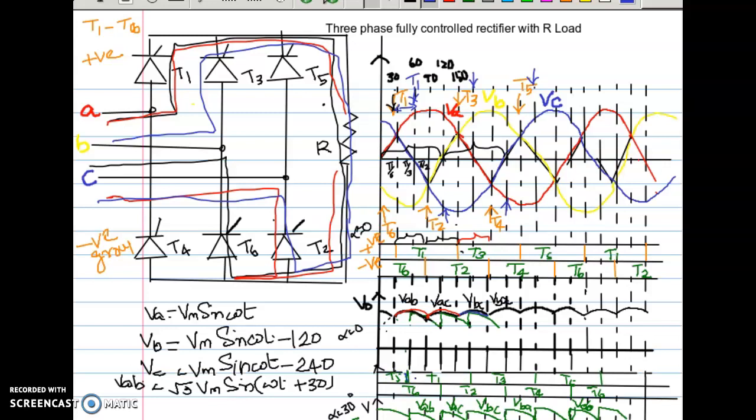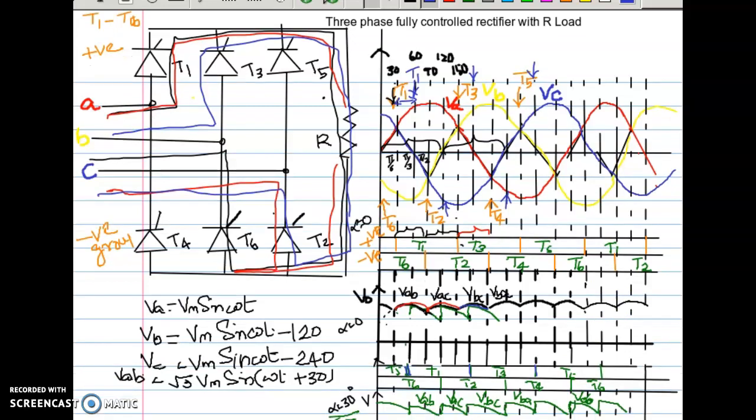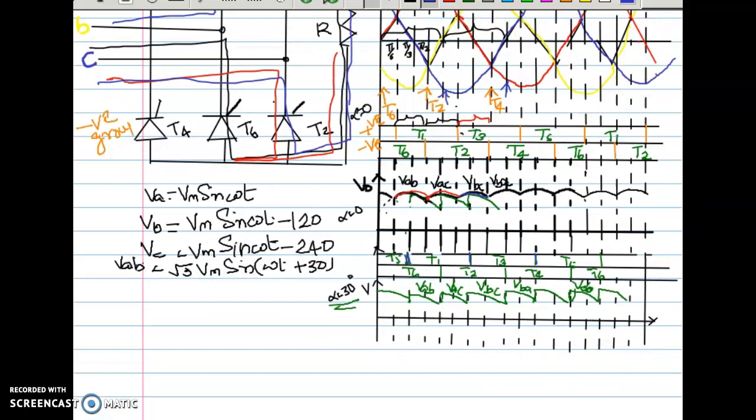Now you can draw another set of thyristor conducting. T1, instead of here, starts conducting from here, continues for 120 degree, then T3 continues for 120 degree, then T5 continues for 120 degree, like that. T6 starts from here, lasts for 120 degree, then T2, T4, T6, like that it will continue. Now you can trace the output voltage according to this.